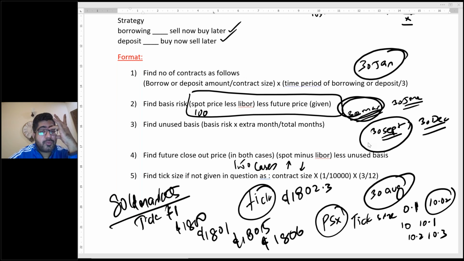Ali Akbar, if you have to borrow on 30th Jan, you need a 30th Jan contract, but 30th Jan contract is not available. It's 30th March, 30th June, 30th September, 30th December. So you will be taking the very next one, 30th March. That means 2 extra months. The tick formula is also given in step 5.